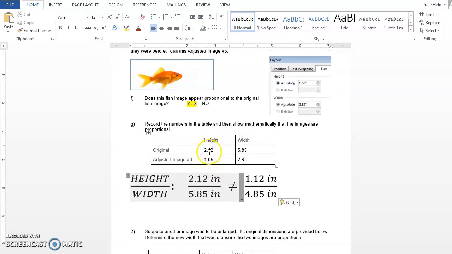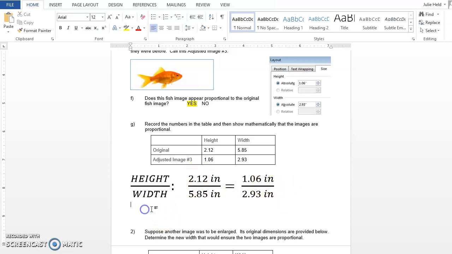So let's look, as I compare height to width, 2.12 to 5.85, that's no different. That's my original fish. Now, I need 1.06 to 2.93. So notice the bottom is about twice as big as the top in both cases, or maybe close to 3 times, because this is almost 3 times. That's almost 6, so it's almost 3 times the bottom. So that's a good sign that maybe we have maintained the ratio. My hope is that these come out actually equal this time, and we can say they're in proportion.